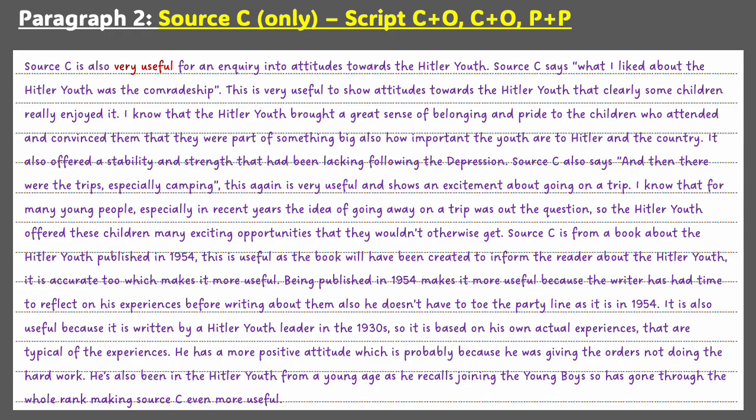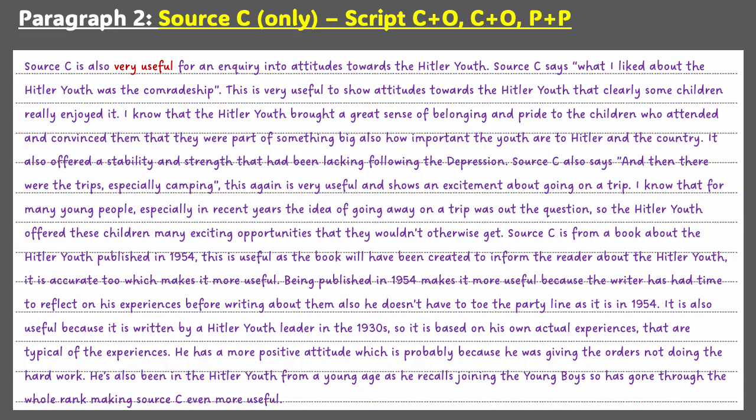Source C also says, "And then there were the trips, especially camping." This again is very useful as it shows an excitement about going on a trip. I know that for many young people, especially in recent years, the idea of going away on a trip was out of the question. So the Hitler Youth offered these children many exciting opportunities that they wouldn't otherwise get.